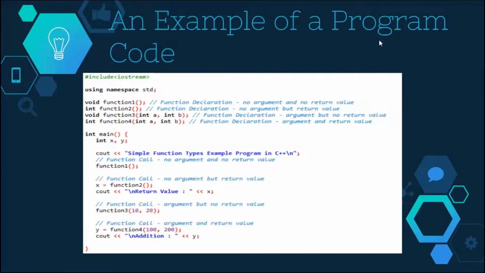Here's an example of a program code. As you can see up there is the function declaration for all 4 categories of functions. The first and the second have no argument, as you can see, there's nothing in the parentheses. The third and the last have integer A and integer B, which are the arguments. And inside the main function, there's a function call for all 4 categories of functions.